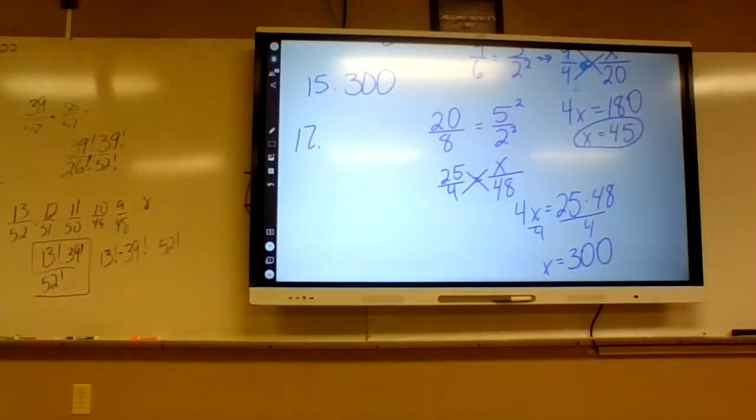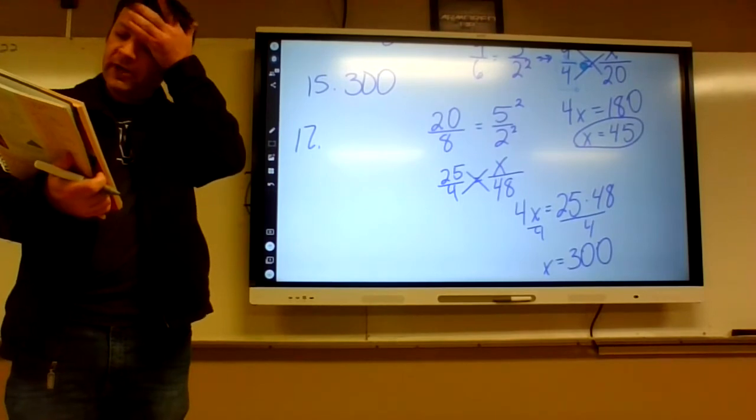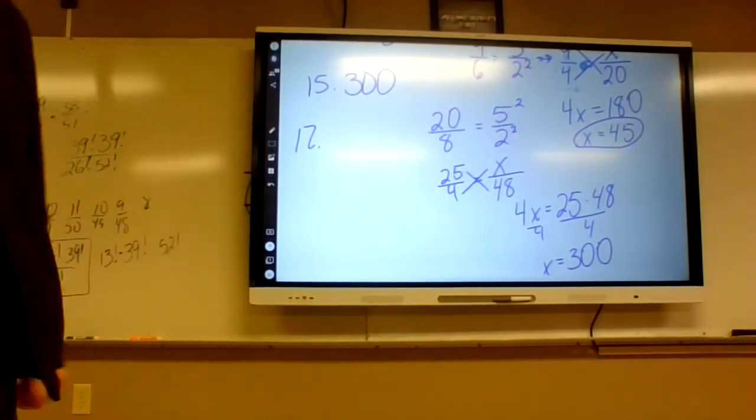Okay, Mrs. Brown plans to enlarge her 5 feet by 7 feet rectangle vegetable garden. I said that last time.